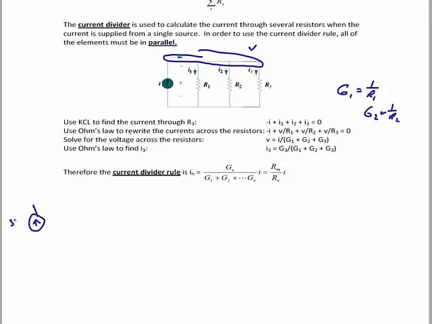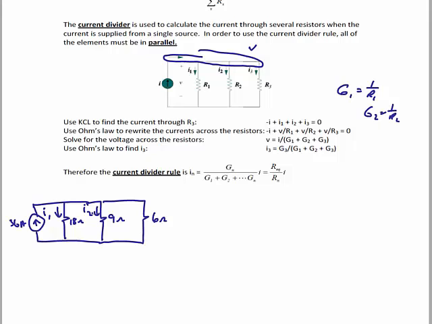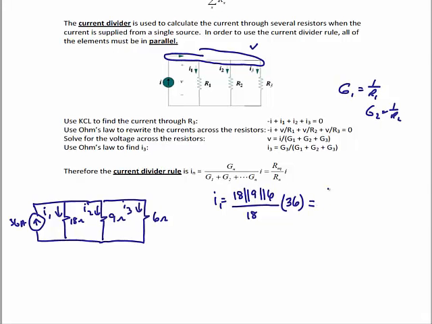Assume I have a 36 amp current source and its source is 3 parallel resistors, an 18 ohm, a 9 ohm, and a 6 ohm. I would call the current through the 18 ohm I1, the current through the 9 ohm I2, and the current through the 6 ohm I3. So I1 is going to equal the parallel combination of the 3 resistors 18, 9, and 6 divided by 18 for the resistor I want, times the source current, which is 36, which equals 3 over 18 times 36, or 1/6 times 36, which is 6 amps.